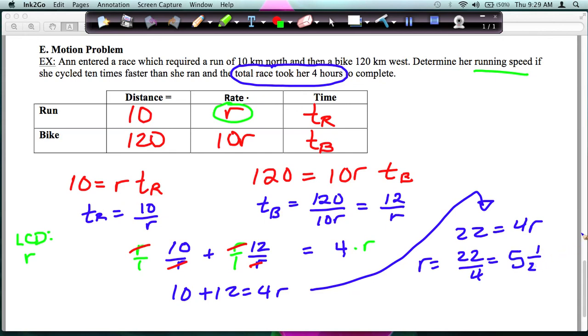And this is her speed, so about 5.5 kilometers. Yep, that's units per hour. So 5.5 kilometers per hour would make a little bit more sense.